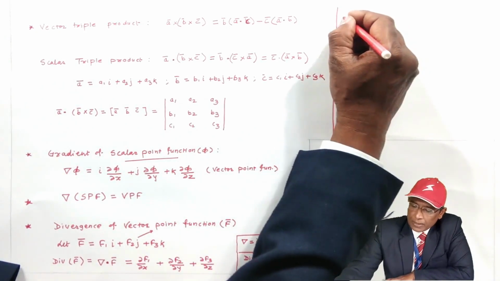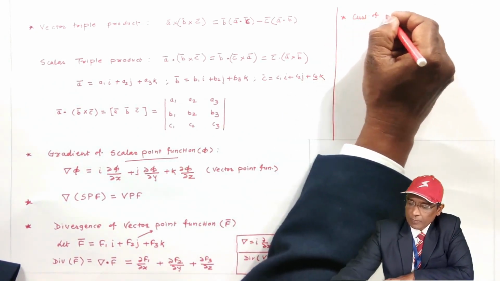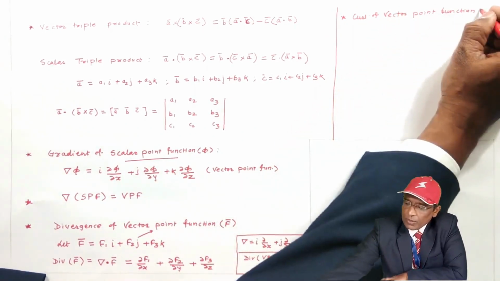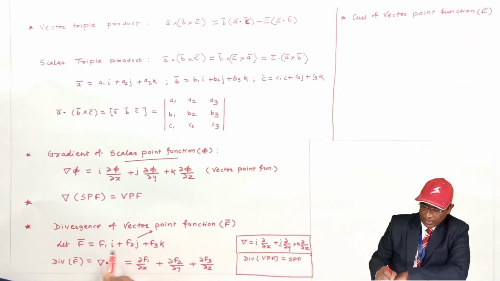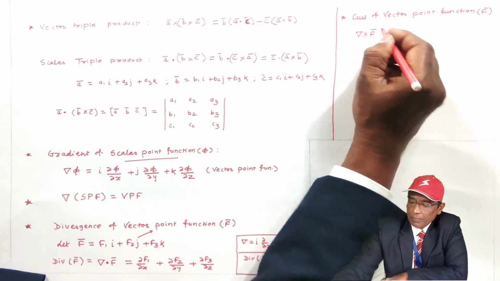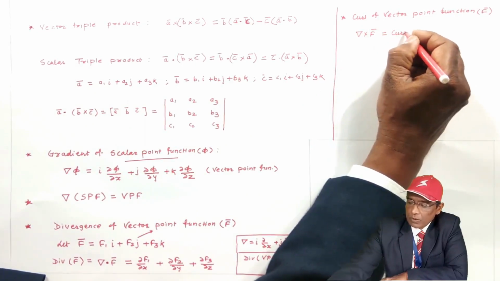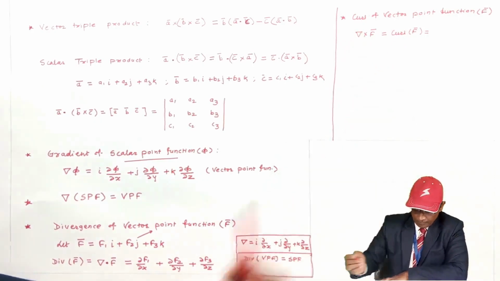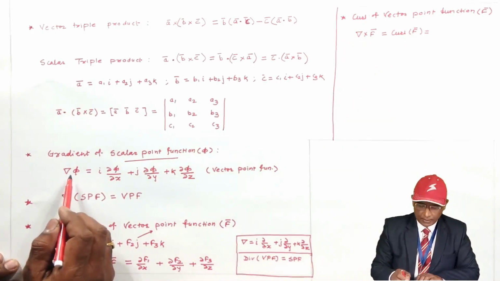The next operator is the curl operator. Curl of a vector point function. Curl is always taken over a vector point function. Now the vector point function I am denoting by f bar, and f bar is f1 i, f2 j, f3 k. Del cross f bar is curl of f bar. Del cross is curl, del dot is divergence, and simply del is gradient.